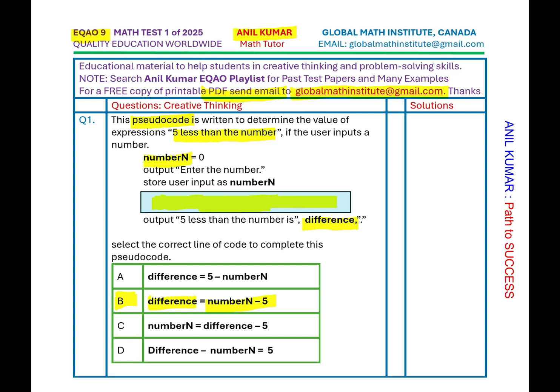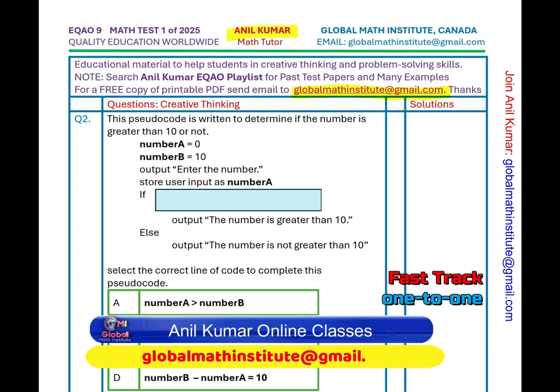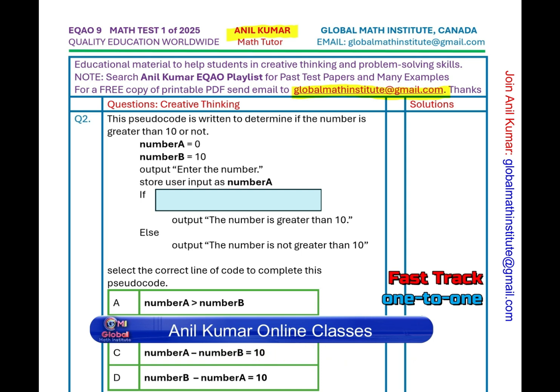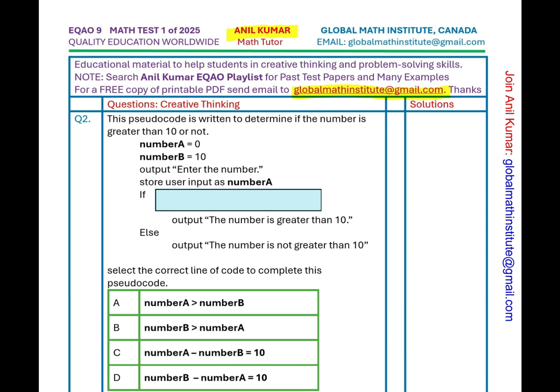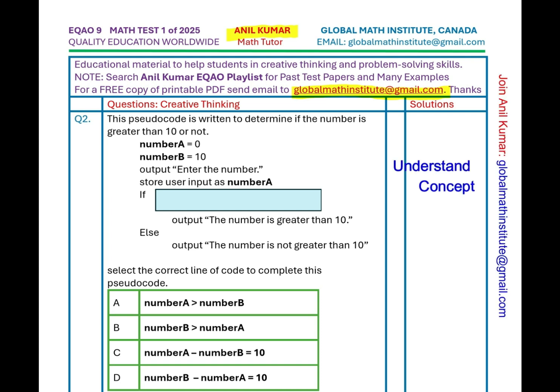Got it. Now let's take up the solution of question number 2. Question here is, this pseudocode is written to determine if the number is greater than 10 or not. So the code starts with number A equals 0, number B equals 10, output enter the number, store user number as number A, if. So that is an if and else conditional statement, if what.